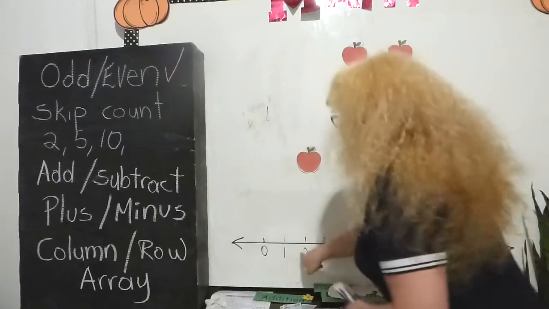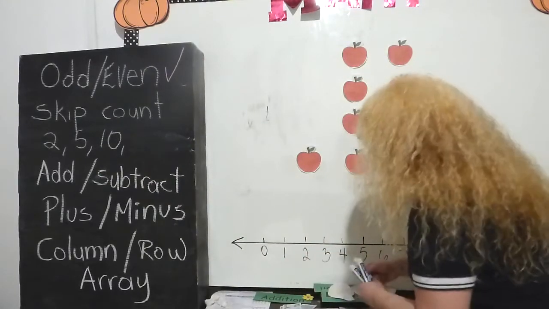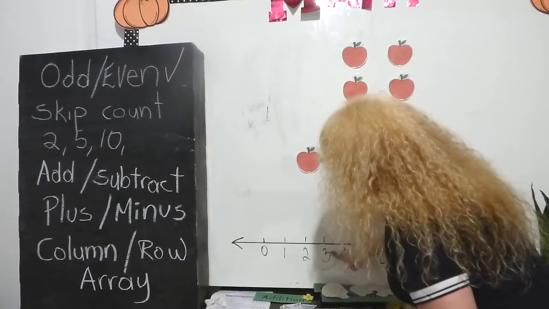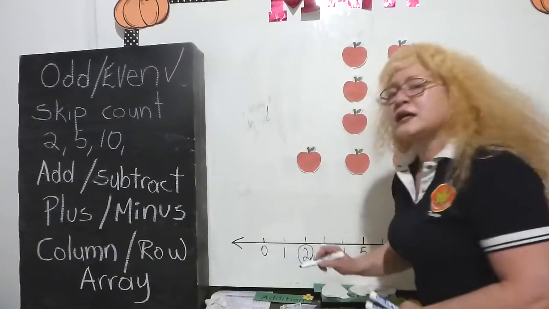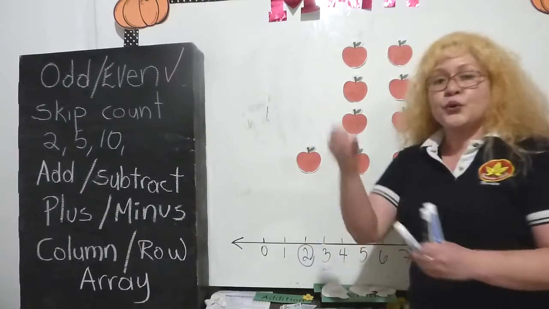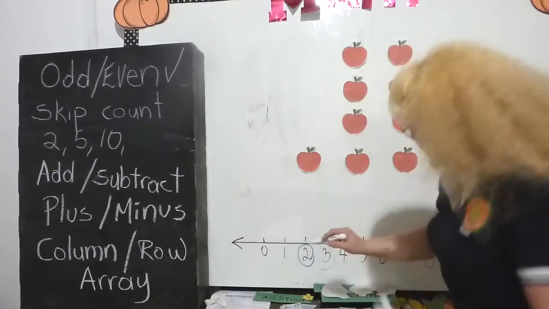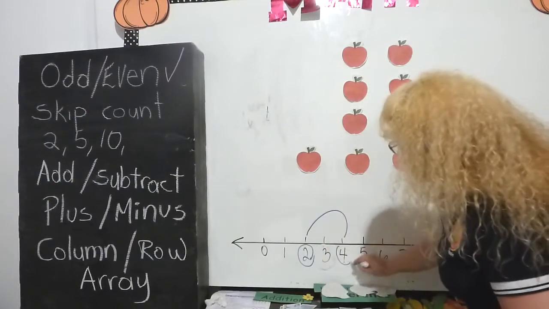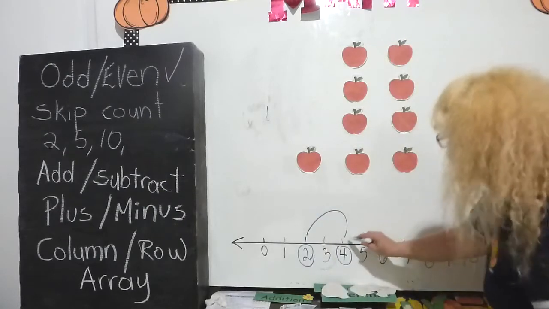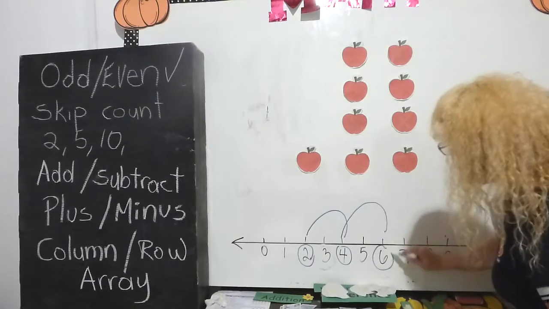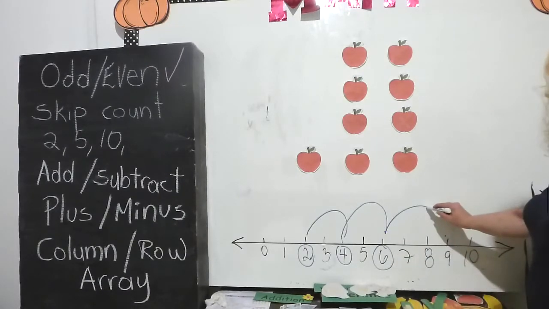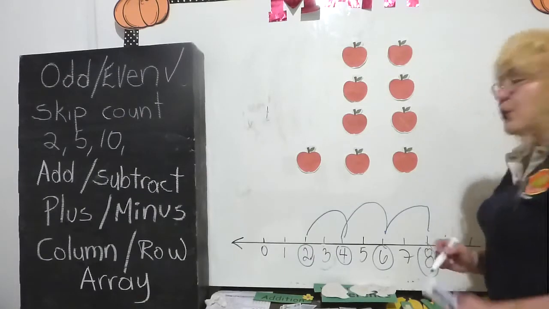So, if I tell you skip count by 2, where do you have to start? Yes, with the 2 here. Whoopsie, that's a 3. Okay, 2. And I have to skip count 2, 3, 4. What's my next number? 4. And from 4 to 5, 6. That's my next number. 6. And then the next number would be, yes, 8. Great.